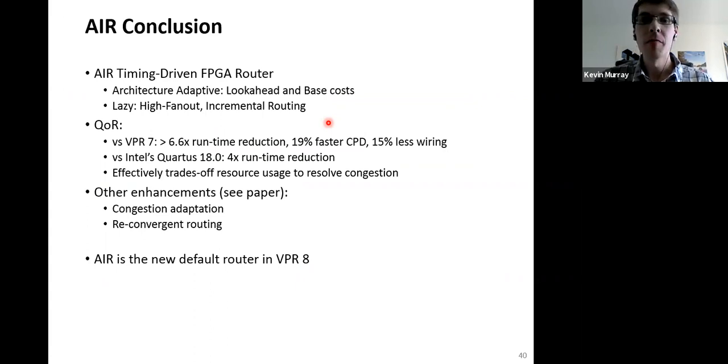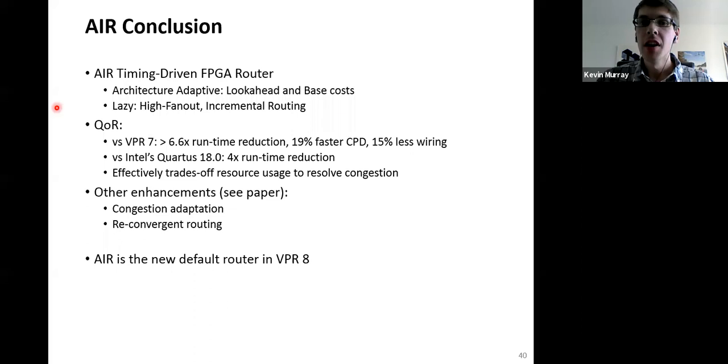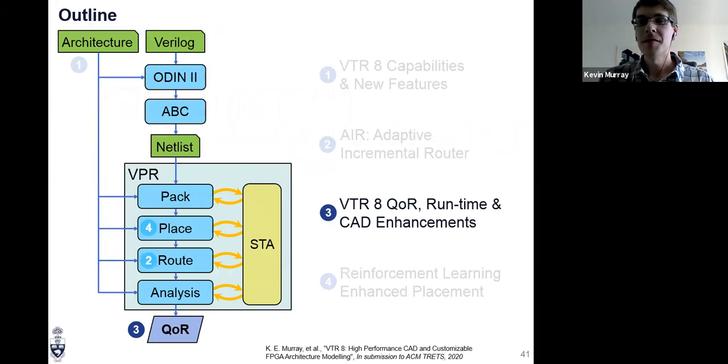But it's a combination. In some ways, they stack. So the high fan-out routing helps with high fan-out nets. The incremental routing helps more generally, but high fan-out nets tend to really kill you for performance. And the paper goes into more detail on why that's the case. Okay, any other questions on what I've gone over so far?